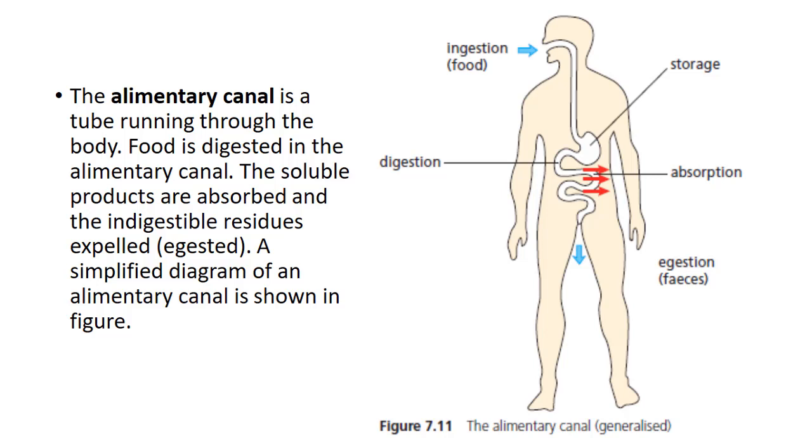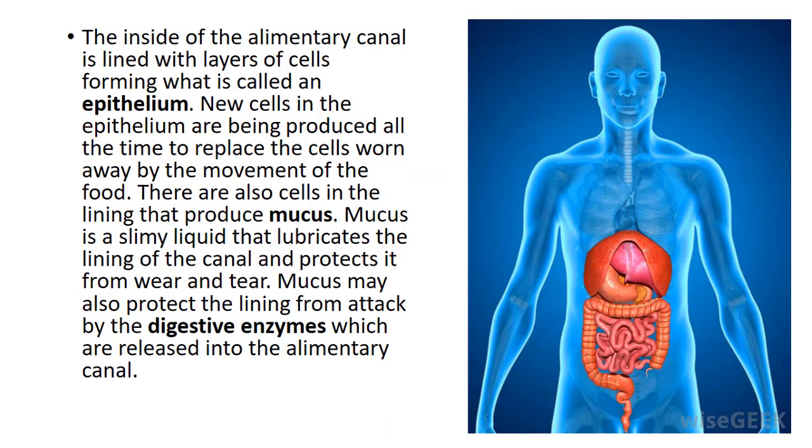So what is the alimentary canal actually? The alimentary canal is a tube running through our body. Food is digested in the alimentary canal. The soluble products are absorbed, and the indigestible residues are eliminated. A simplified diagram of an alimentary canal you can see in this picture. So let's continue with the alimentary canal.